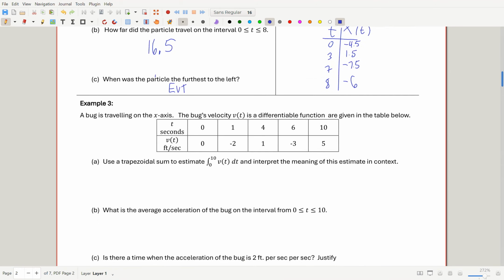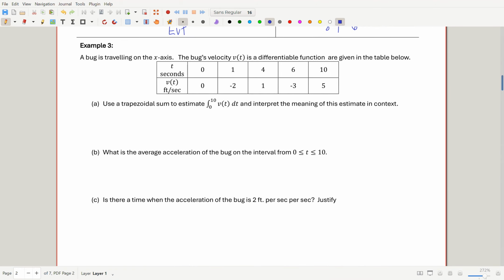Okay, example 3. The word average, we're going to see it again. Sometimes they just go right back to something that we've looked at before. A bug is traveling on the x-axis. The bug's velocity is a differentiable function given in the table below. Use a trapezoidal sum to estimate the integral from 0 to 10 of v of t dt, and interpret the meaning of this estimate in context. So that's the only part that's new.